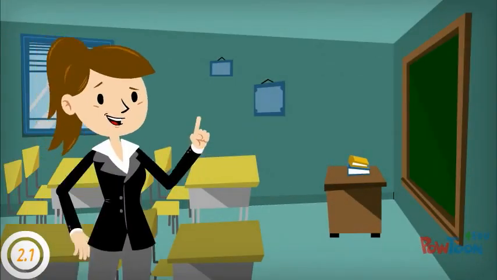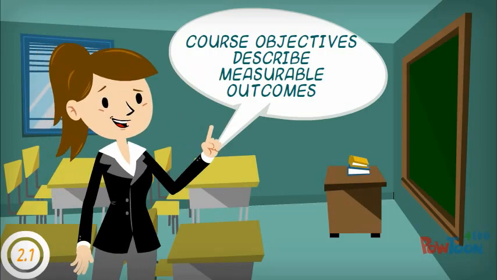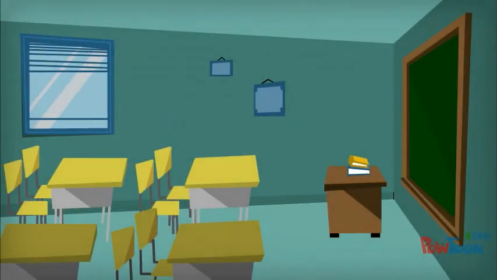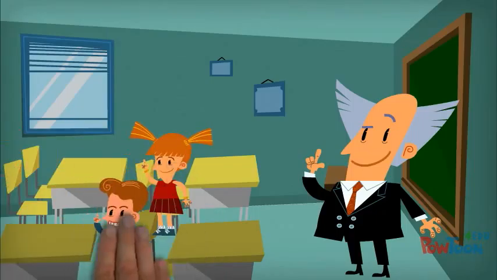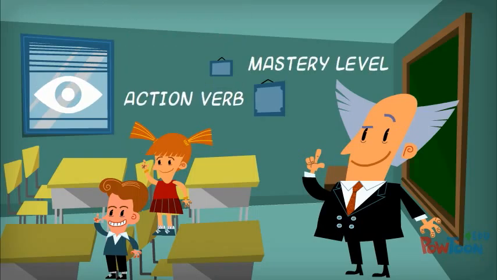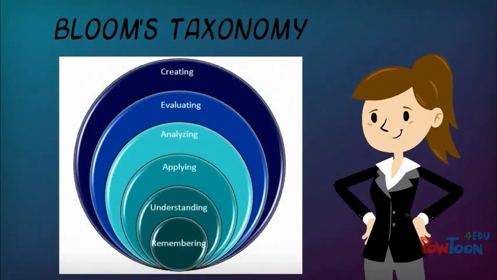2.1 states that the course learning objectives should describe measurable outcomes. Measurable learning objectives, as stated moments ago, describe what students will learn and be able to do upon successful completion of the course. How will the instructor know that the students meet the expectations? A measurable objective is observable, includes an action verb, and describes a mastery level. Bloom's taxonomy can be a useful resource in developing measurable learning objectives.